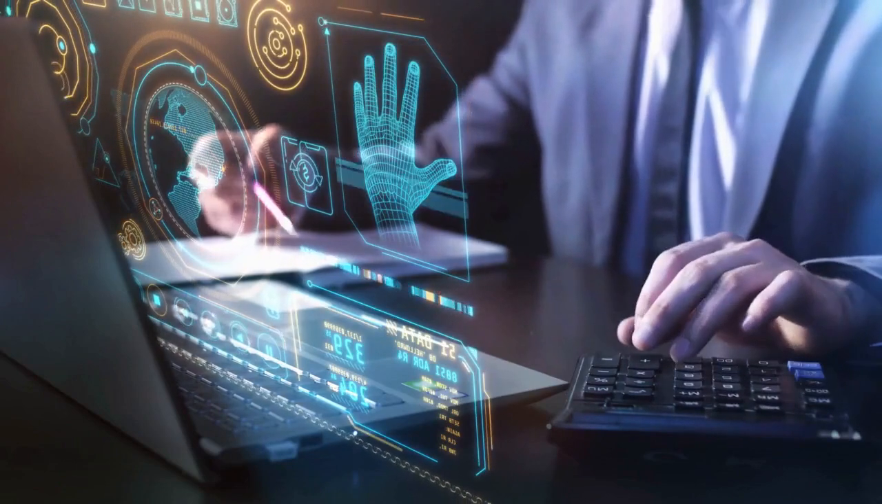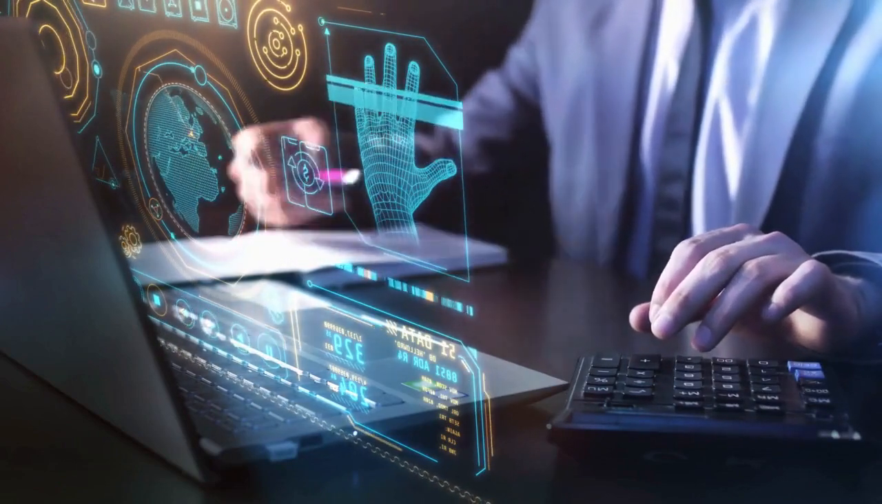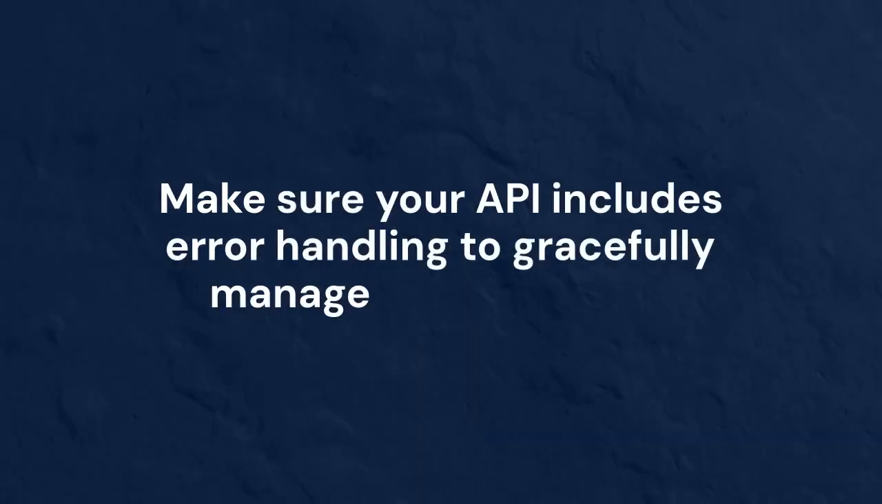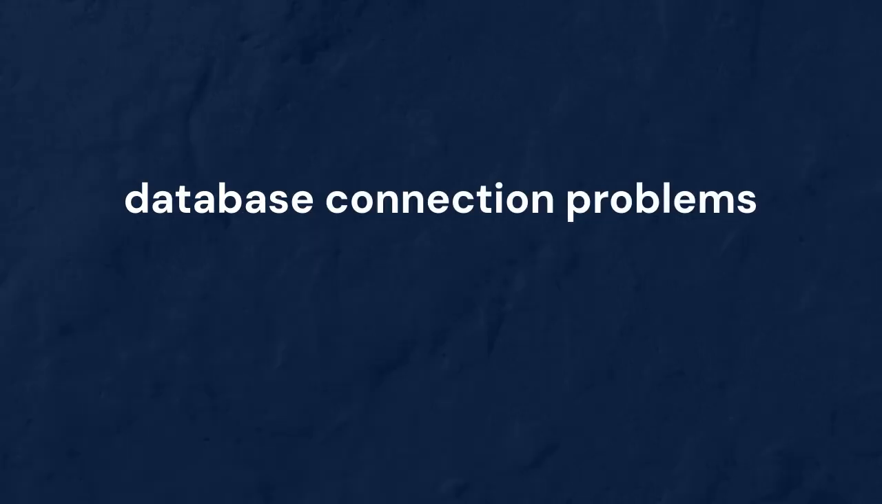Ensure your API methods are asynchronous to prevent blocking the server. Make sure your API includes error handling to gracefully manage issues such as database connection problems or invalid data. Consider using middleware for logging and authentication to further improve the security and maintainability of your API.